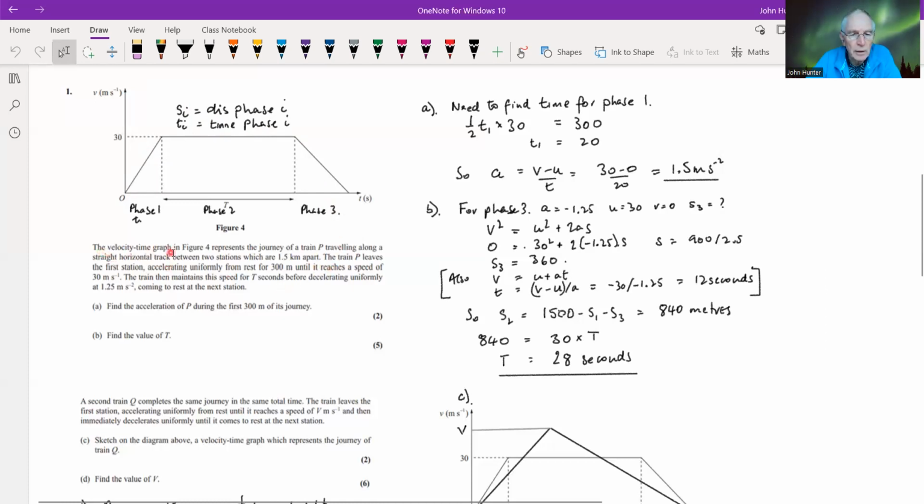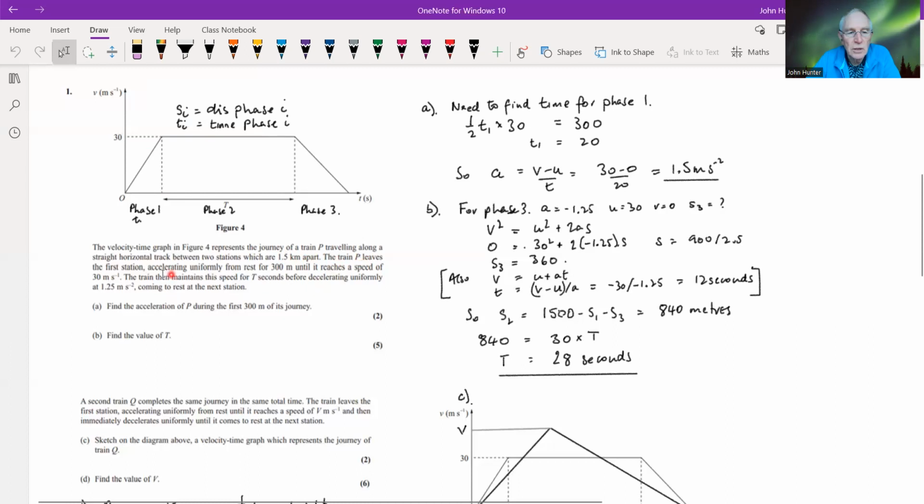The velocity time graph in figure 4 represents the journey of a train P traveling along a straight horizontal track between 2 stations 1.5 kilometers apart. And one thing to note here is, of course, we deal in meters when we do these problems, so we need to do a bit of a conversion here. So that is actually 1500 meters, so we need to just remember that.